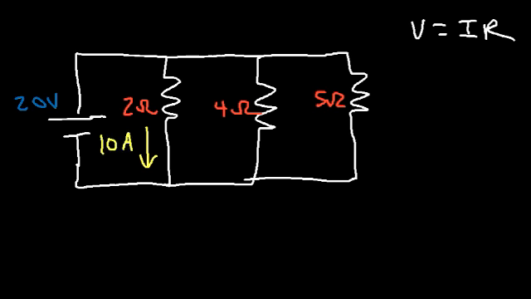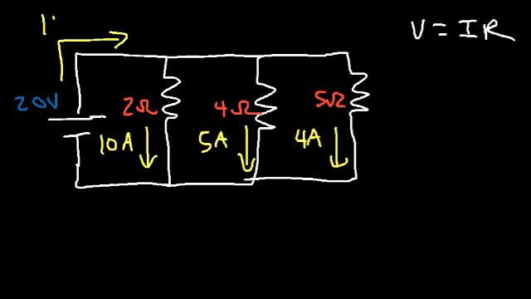20 divided by 4 is 5. So 5 amps of current flows through the 4 ohm resistor. And 20 divided by 5 is 4. So 4 amps of current flow through the 5 ohm resistor, which means that a total of 10 plus 5 plus 4, or 19 amps, leaves the battery.